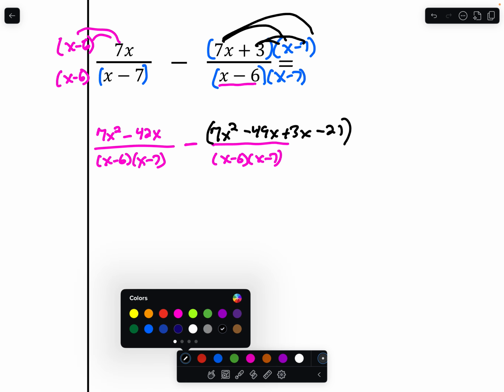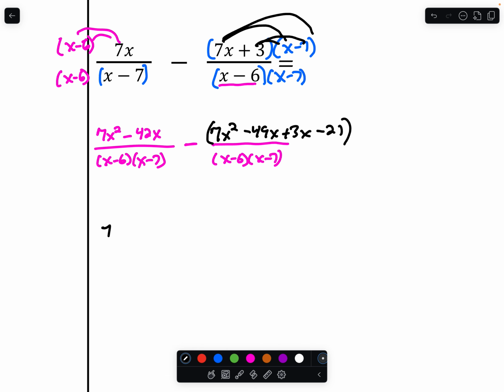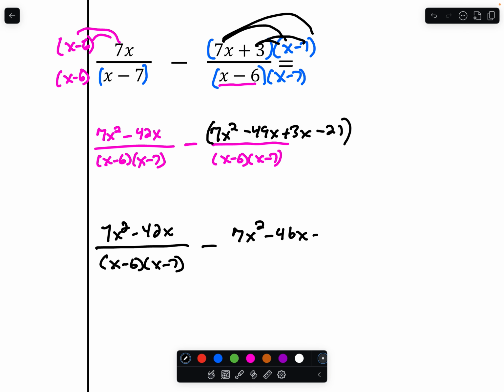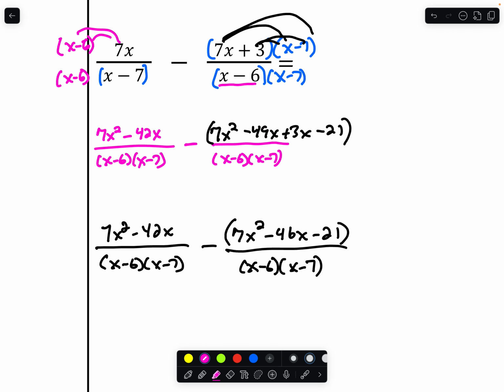Okay, so on the left-hand side here, we've got 7x squared minus 42x, right? All divided by x minus 6 and x minus 7. And on the numerator now, I can combine like terms. So I've got minus 7x squared, minus 46x, minus 21. It's all locked together over this. Okay. And now you can see here what we have is the denominators are the same.